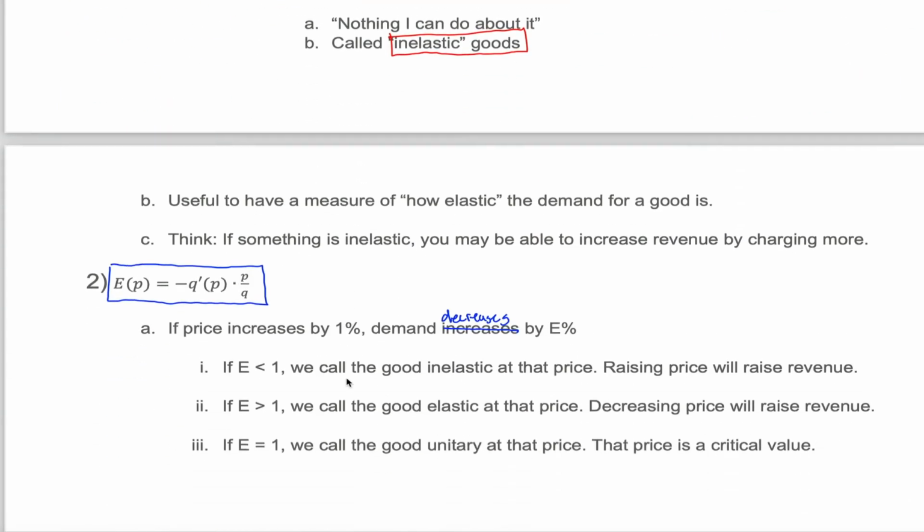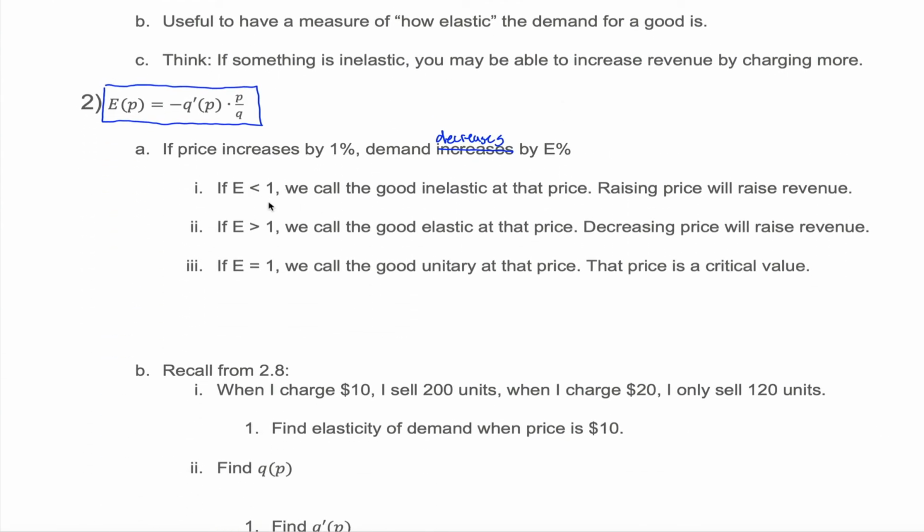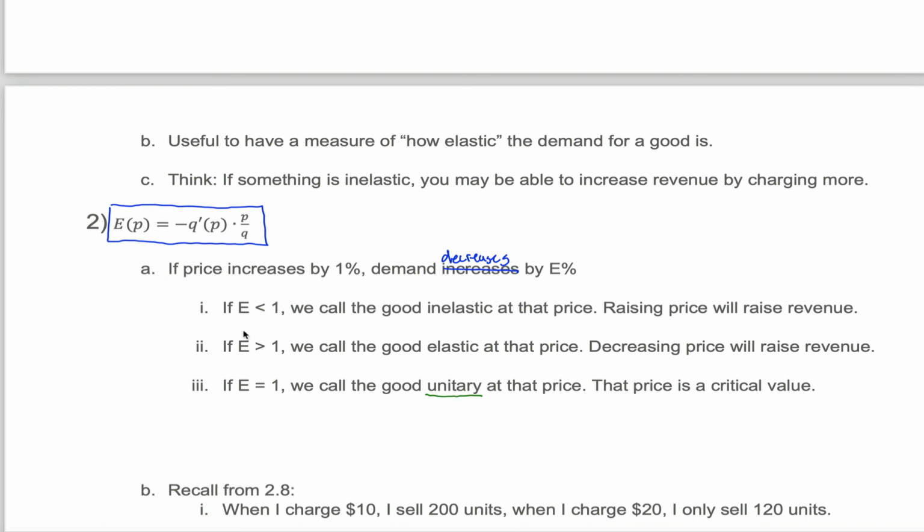For our oversimplification purposes, if E is less than 1, we're going to call that good inelastic at that price, and we're going to raise the price if we want to raise revenue. If E is greater than 1, we're going to call that good elastic at that price, and decreasing the price will raise revenue. And finally, if E is equal to 1, neither less than nor greater than 1, we're going to call that good unitary at that price. Think like unit, number 1. And in the language of previous sections, we'll be at a price that represents a critical value, a local maximum for revenue.